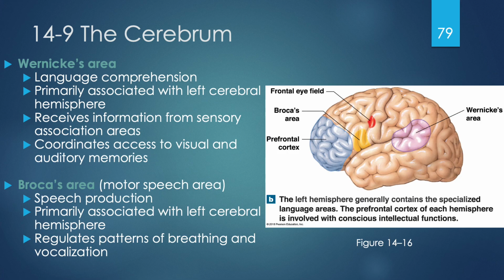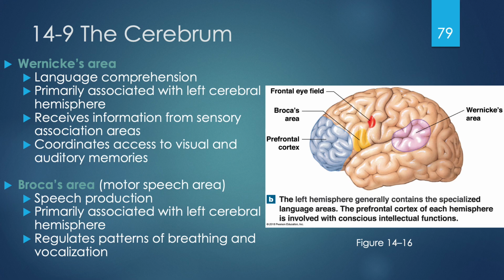If you're taking an introduction to psychology course or an abnormal psychology course, you'll probably be discussing Wernicke's and Broca's aphasias. So Wernicke's area is where we comprehend language. So this is associated with our left cerebral hemisphere, and it's going to receive sensory information coming in and it's going to coordinate our access to visual and auditory memories. So if there's any damage to Wernicke's area, we won't understand what somebody is saying to us.